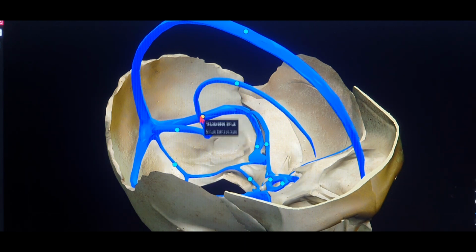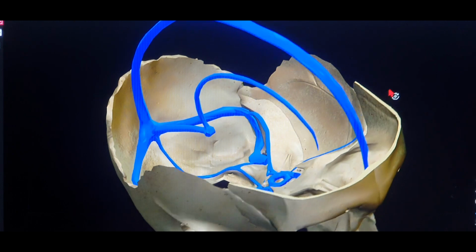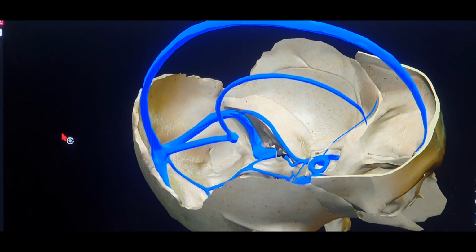So the inferior sagittal sinus does not directly drain, but it indirectly drains into the confluence of sinuses through the straight sinus. So now I hope you have the anatomy very much clear.